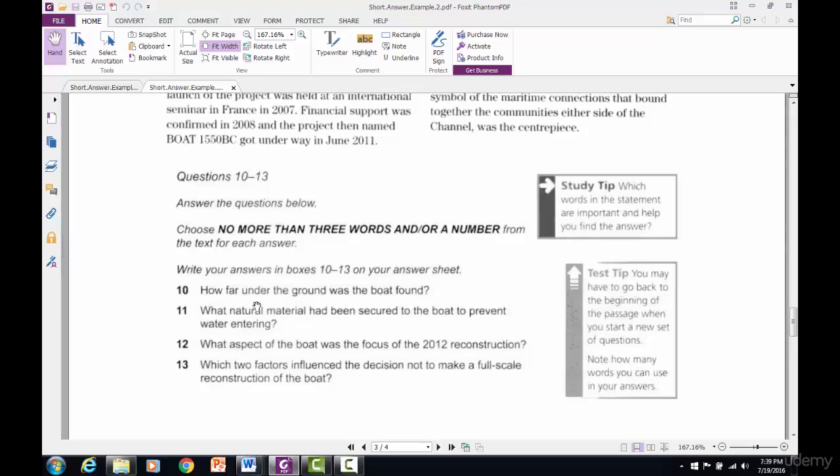So we have: how far under the ground was the boat found? What natural material has been secured to the boat? What aspect of the boat was the focus of 2012 reconstruction? So when we look at numbers 10, 11, 12, and 13, number 12 is going to be the easiest one to find first because it has a date, 2012. So what aspect of the boat was the focus of 2012 reconstruction?